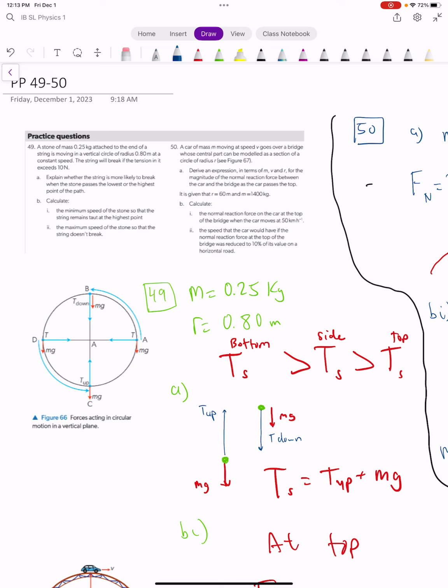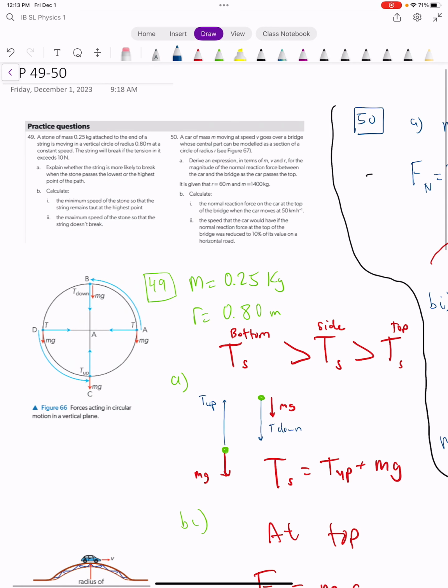Hello students, we're going to go over questions 49 and 50 from the book. Question 49, there's a picture that goes with question 49, it's figure 66.